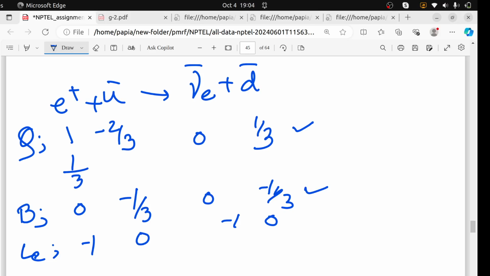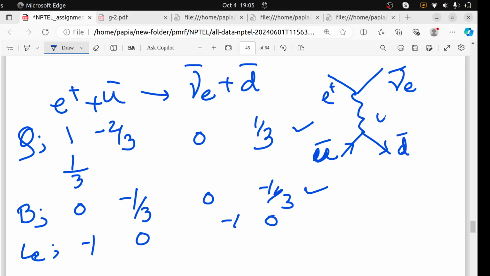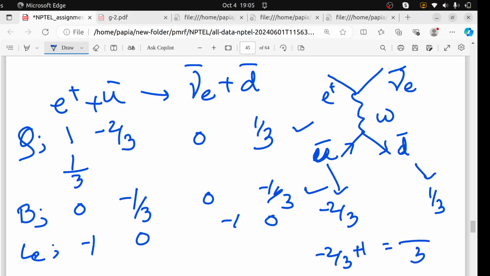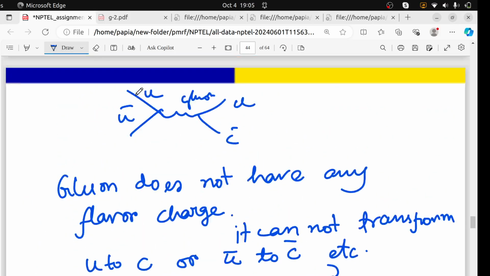Now let me write here the Feynman diagram. E plus can go to mu E bar. Then U bar can go to D bar. It can be possible through W. Why? W can change the flavor. U bar has minus 2 by 3, and D bar has 1 by 3. So minus 2 by 3 plus 1, minus 2 plus 3, is 1 by 3. So this will be like plus. Now you can see this is possible. So the interaction is allowed.